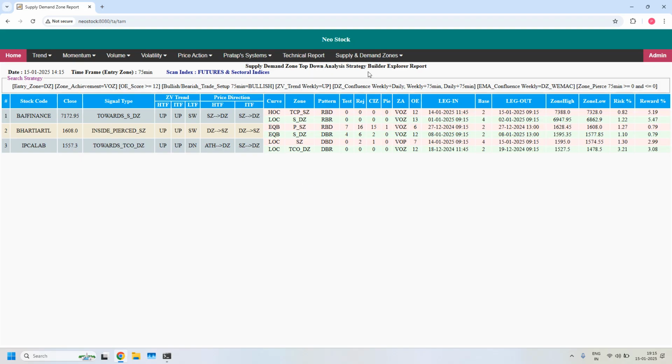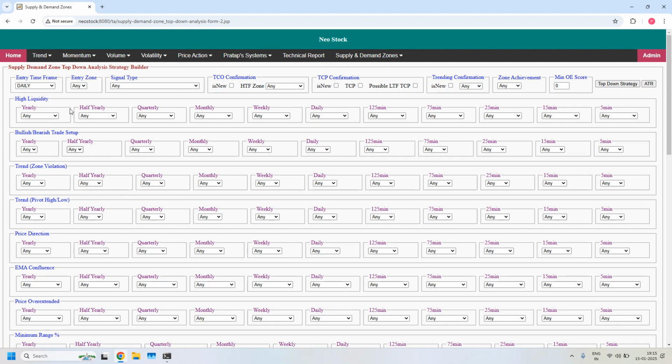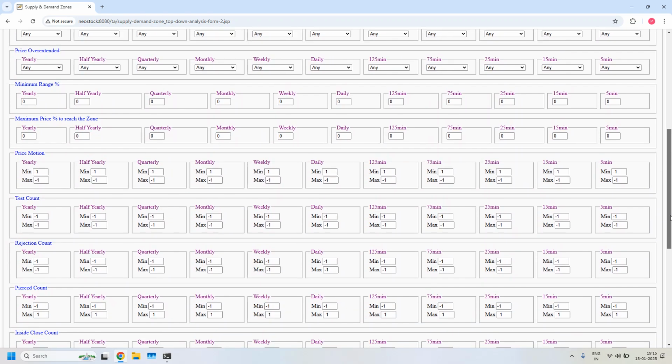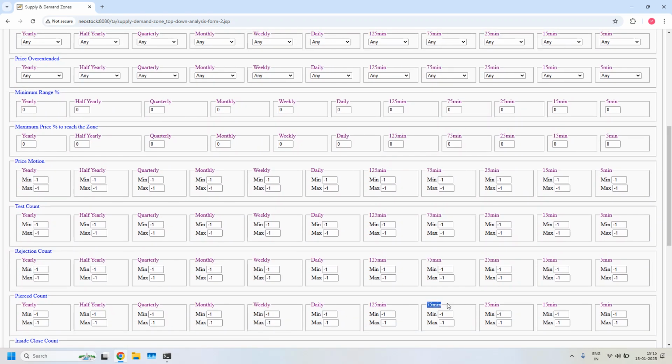Next, bearish trade setup for weekly income trade. Entry time frame is 75 minutes. Entry zone is supply zone. In bullish or bearish trade setup at 75 minutes time frame, I am selecting bearish. The 75 minute supply zone should not be pierced. So in the pierced count at 75 minutes time frame, I am setting minimum value 0, maximum value 0.